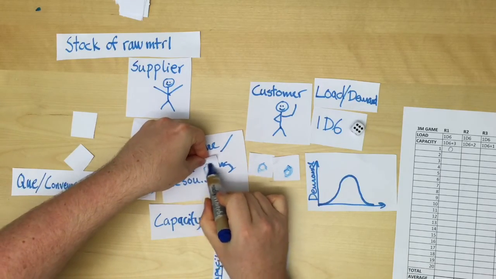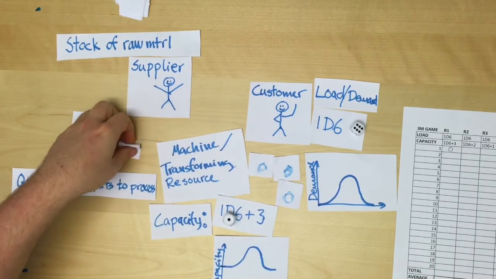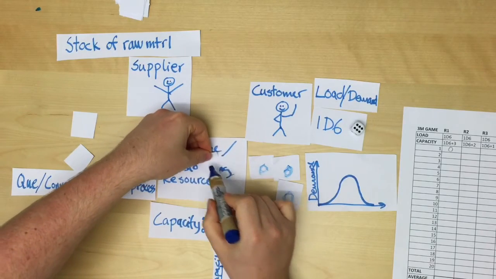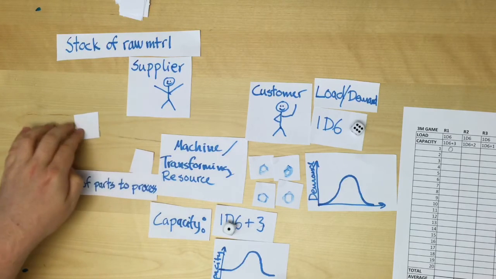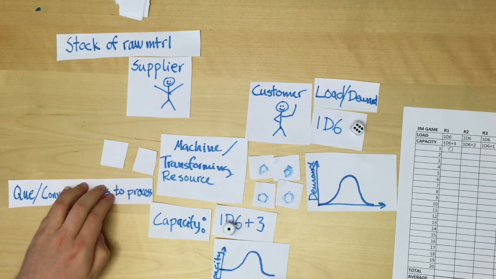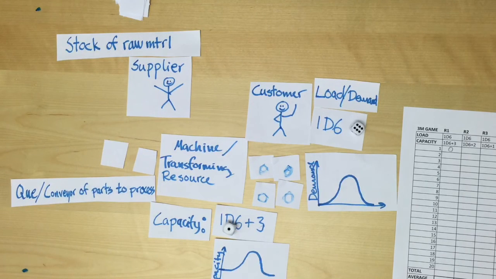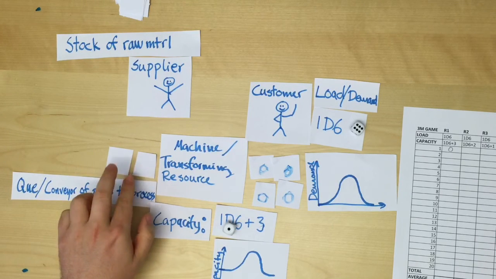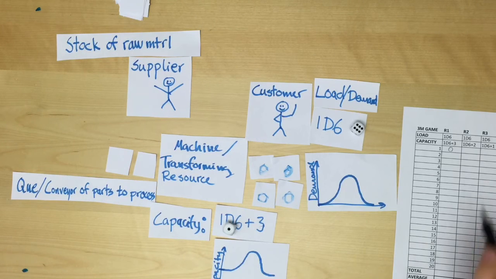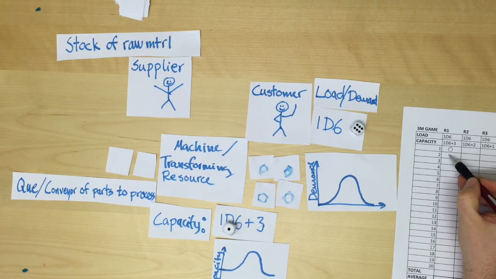2, 3, 4. Okay, so now we can see that we could only deliver 4 out of the 6 that were requested. So we will end up with 2 pieces remaining in the queue. So if we take a look at this sheet now, we would write 2 remaining in the queue.